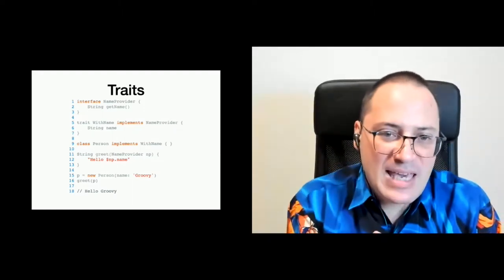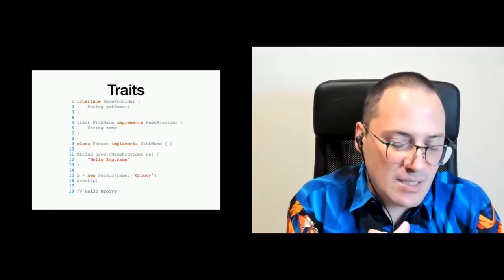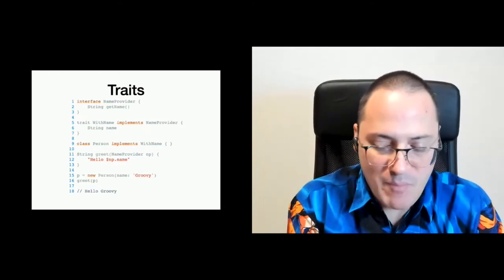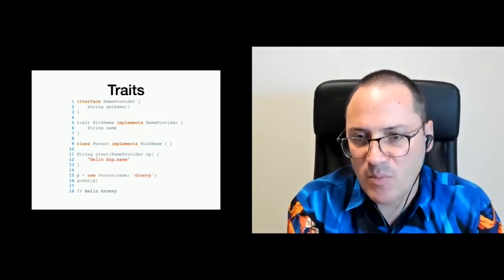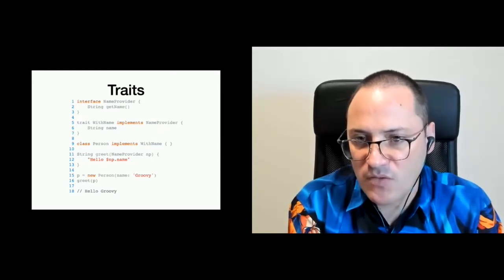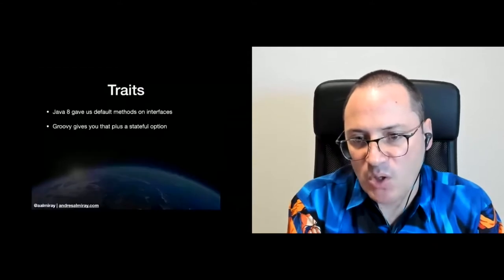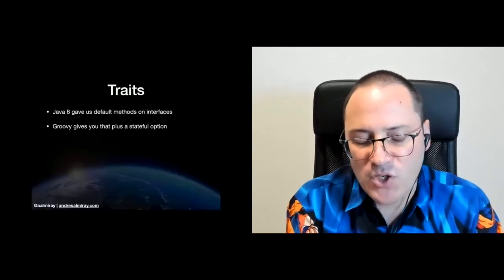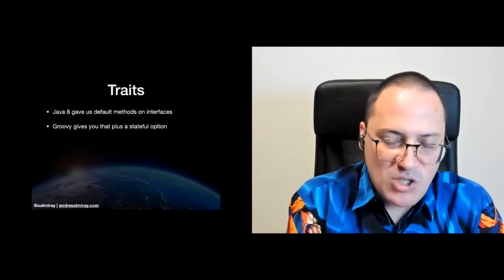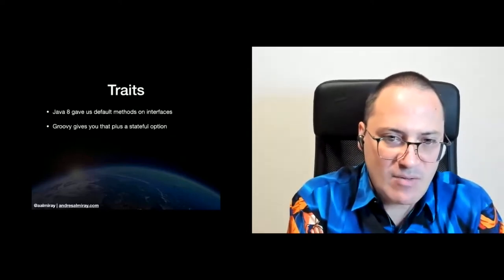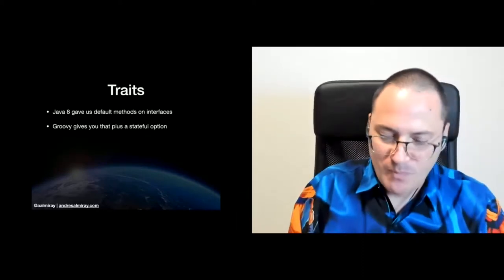Now, Java 8 gave us default methods on interfaces, but it did not give us the ability to have state on those interfaces. Java 9 gave us the opportunity to have static methods on interfaces. Well, Groovy gives you all this, plus this stateful option. And well, we added the feature before Java 8 came around, but it now doesn't matter because the latest release of Java is 15 and still most people are using Java 8, so it just works.